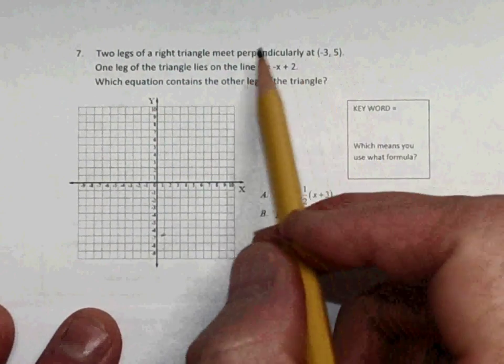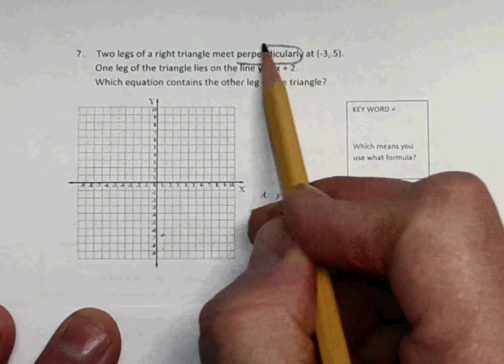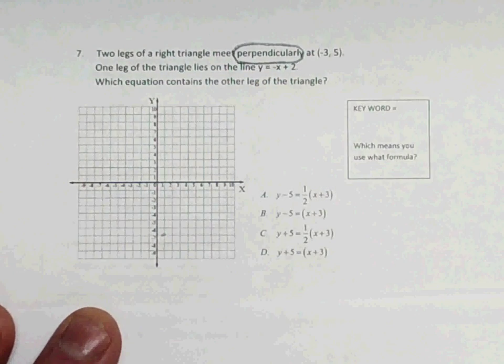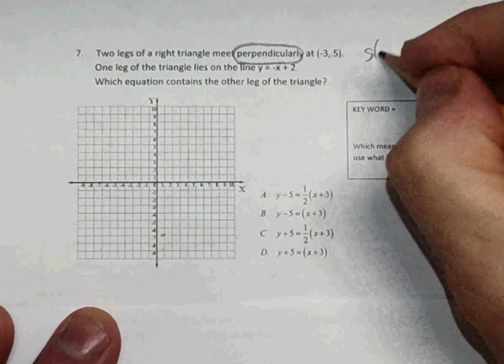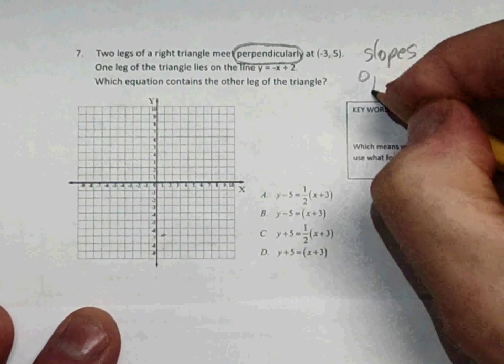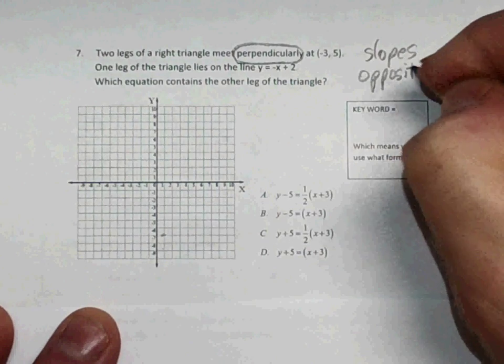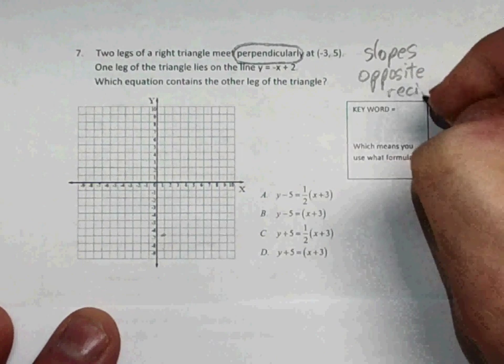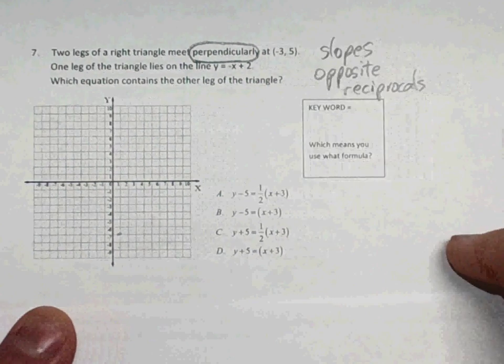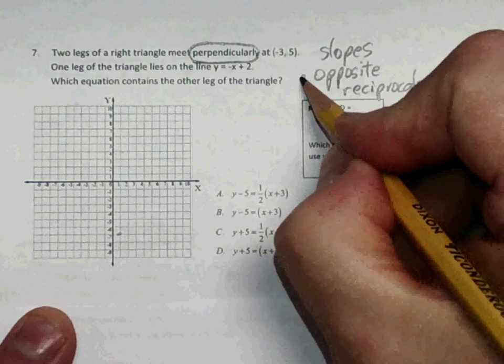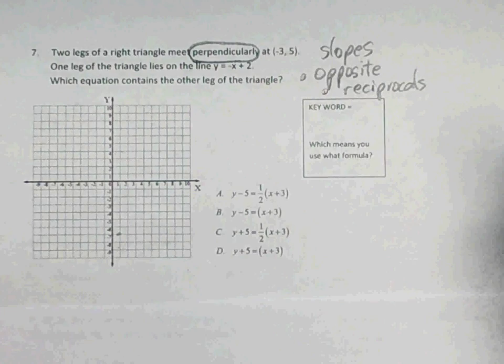Two legs of a right triangle meet perpendicularly. What do you know about perpendicular lines and their slopes? Hopefully you know that the slopes are going to be opposite signs, and they're going to be reciprocals of each other. That means you're going to be able to flip one and get the other. Opposite reciprocals, both of these qualifications.